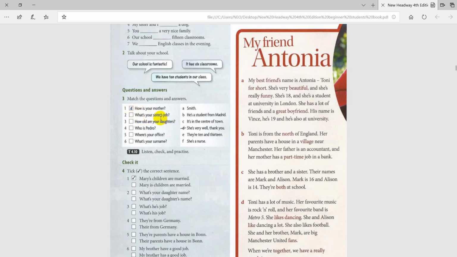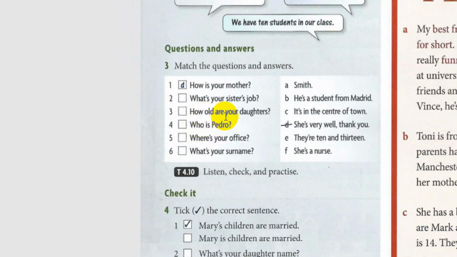What's your sister's job? So, she is a nurse. How old are your daughters? They are 10 and 13. So, number two with number F. And number three will take number E.